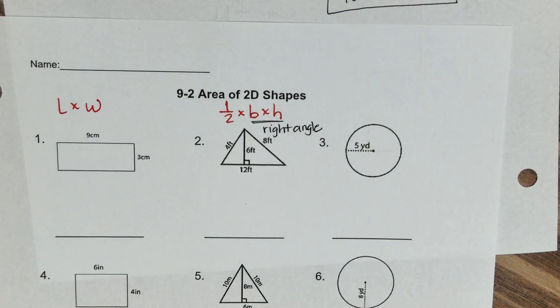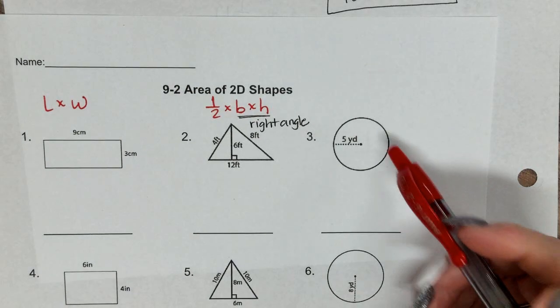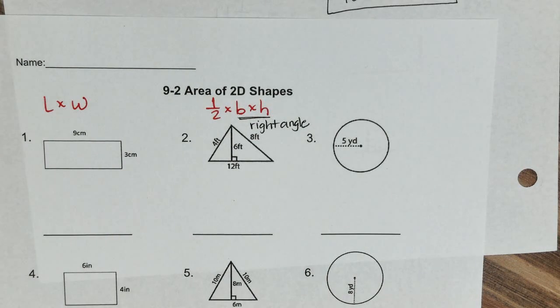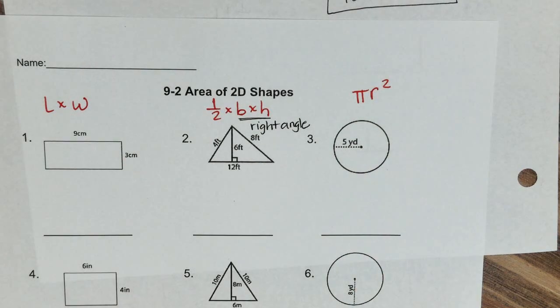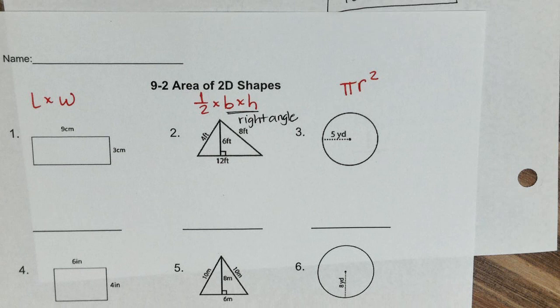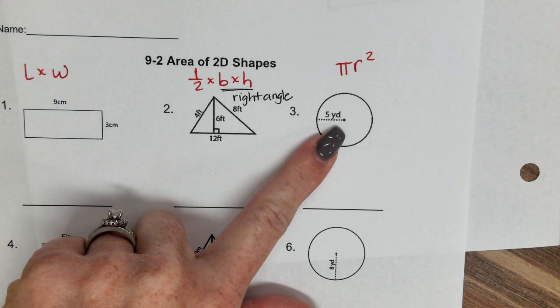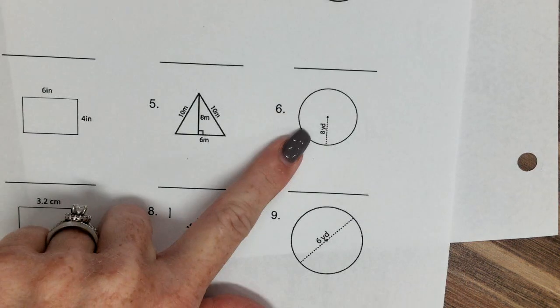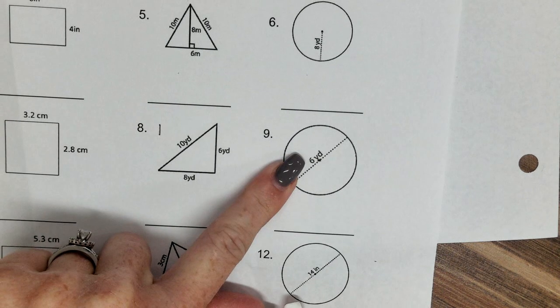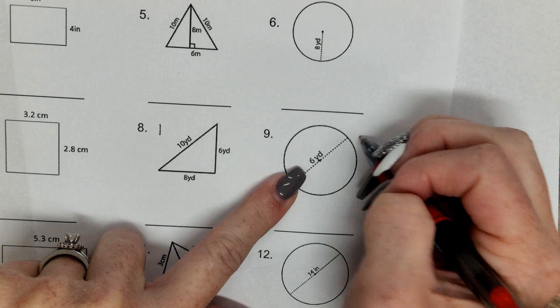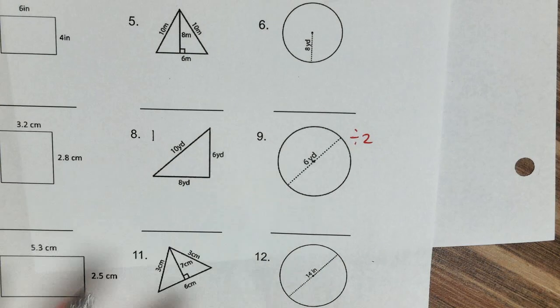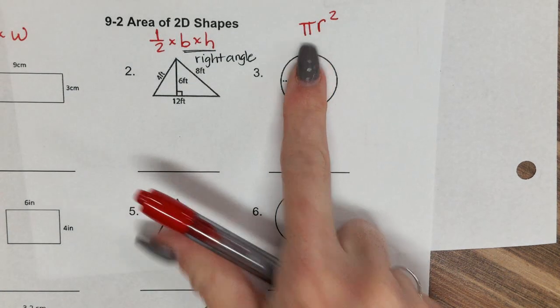Yes, I'll leave it up there when I give you your paper. What did I say for circles? What's the formula? Pi r squared. Now stop and listen. Some of them are not going to give you the radius. Is this radius? Yes. Is this radius? Is this radius? So when it gives you the diameter, you have to divide it by 2 before you can go put it in this formula.